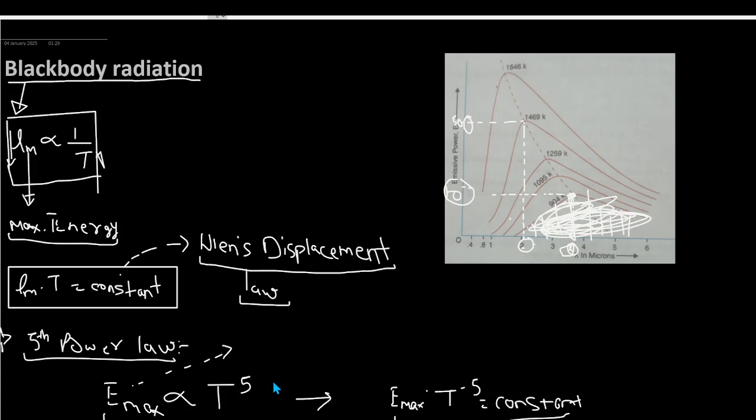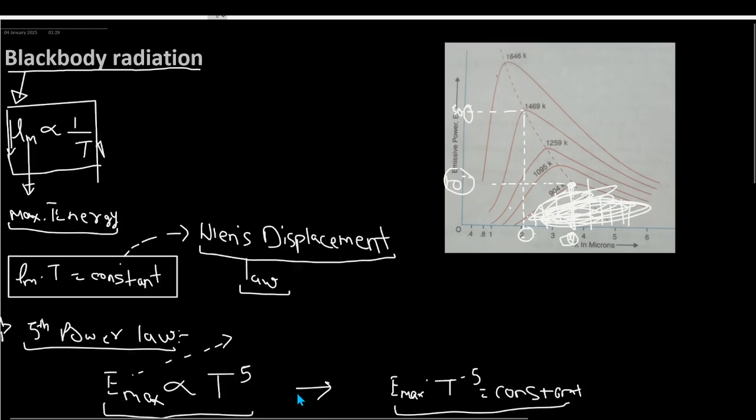And the meaning of the Stefan-Boltzmann law is the whole area of this particular curve. The whole area of this particular curve gives you the total intensity in all of the wavelength. But here, this E max is the intensity for the wavelength for which it's maximum. And that's the meaning of the fifth power law.